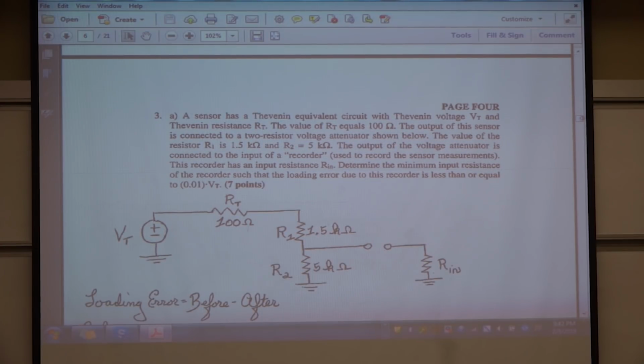Oh, I virtually guaranteed on Friday that this was coming, and here it is. Okay, so let me, all right. A sensor has a Thevenin equivalent circuit with a voltage V sub T.